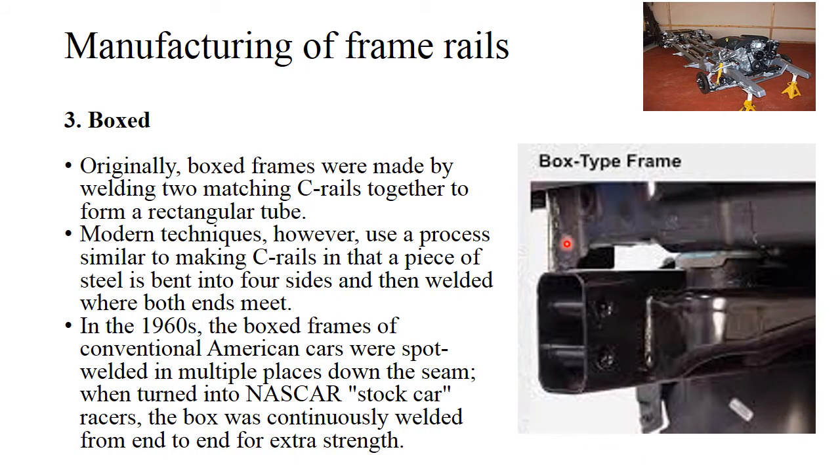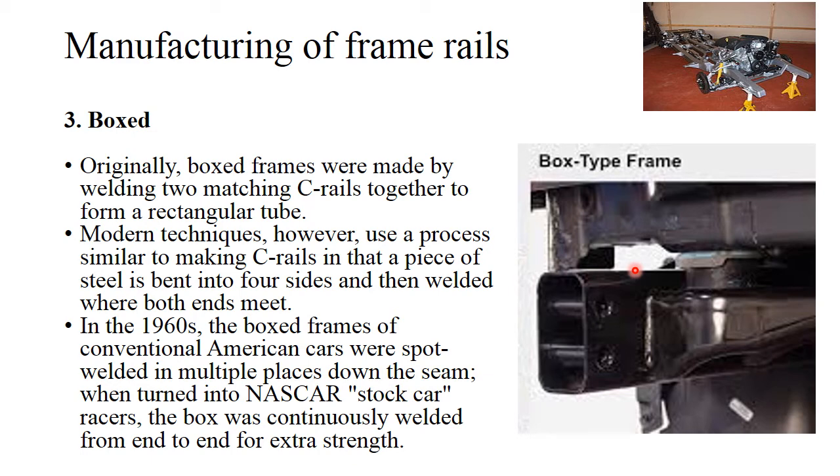The third one is the box type. Box type is like a rectangular box you can imagine. Two C rails that are welded together basically give a box shape. Instead of welding, with the most modern techniques you can take a steel that is bent into four sides, and then it is welded where both the ends meet. You can bend it once here, second, third, fourth bend, and then these two parts will be welded. That is one more way in which the frame rails are manufactured.